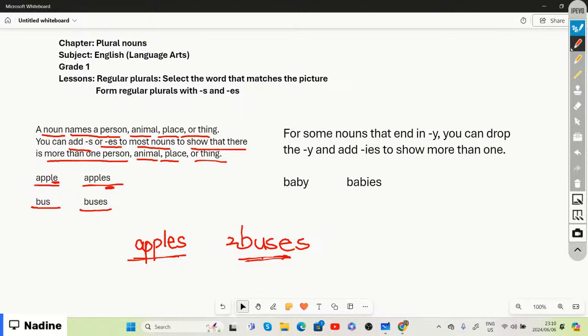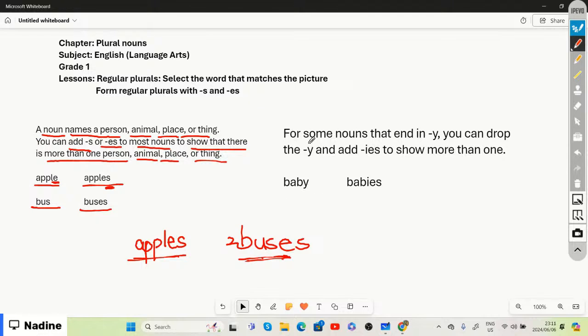So that is what we call plural. Plural means that there is more than one, two or more of something. Plural means there's two or more people, two or more animals, two or more places, two or more things, right? And that is what we call plural. And that is why we say plural nouns. It means that there is more than one of the person, the animal, the place, or the thing.